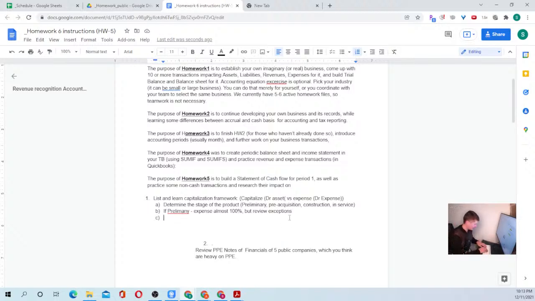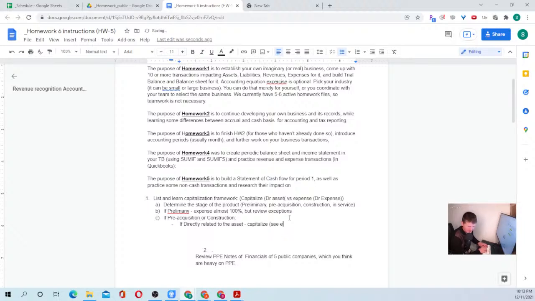If pre-acquisition and or construction, if directly related to the asset, capitalize. See examples in the guidance.